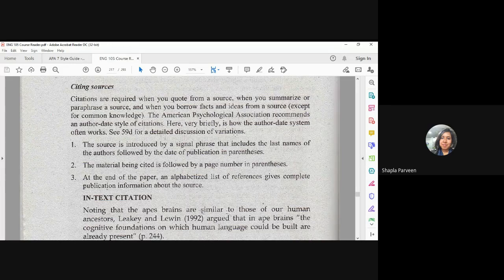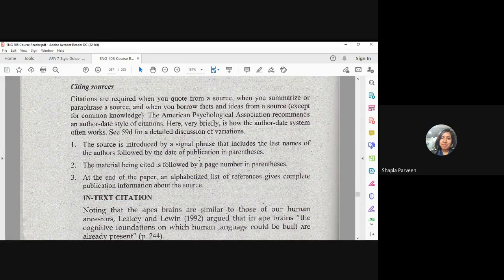So the last name of the author or authors, followed by the year of publication. That is what we provide in the in-text citation. And in the reference list, there's more detail. Here, the source is introduced by a signal phrase that includes the last names of the authors, followed by the date of publication in parentheses. Parentheses means in brackets, the normal round bracket. So remember that we're not going to use square brackets or other brackets, it's the round bracket. This is for in-text citation.